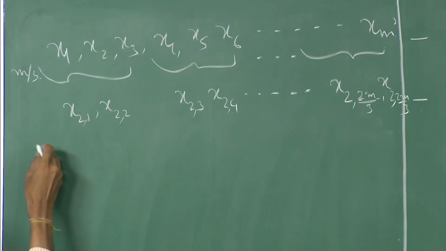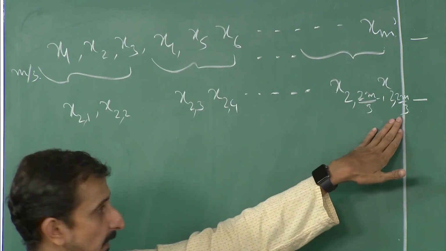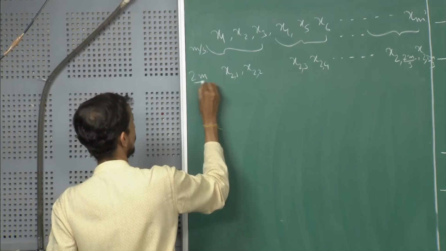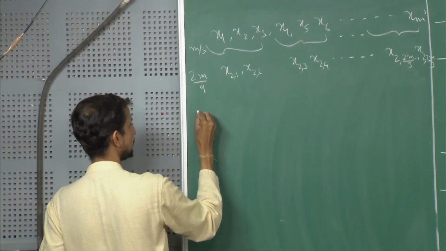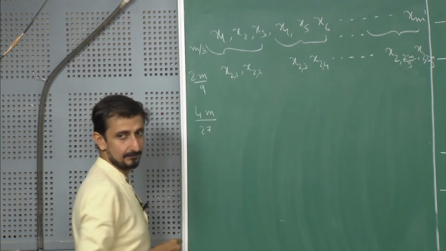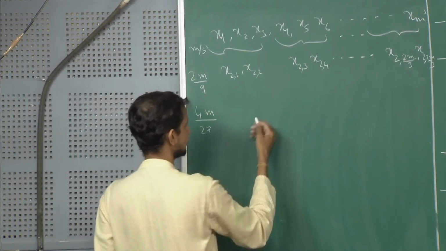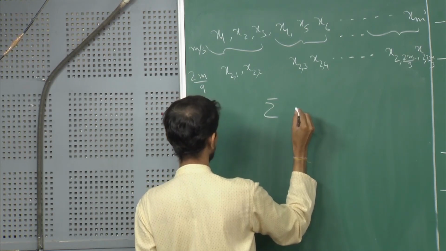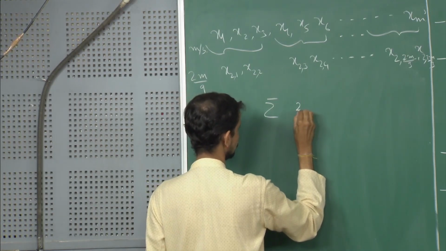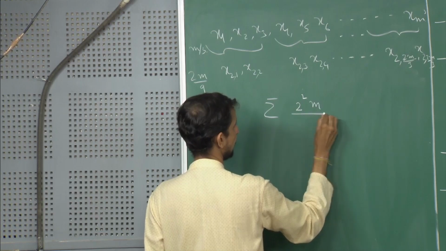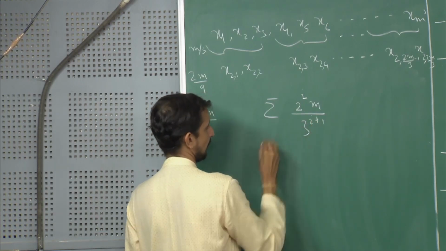So how many additions will we have here? Here we have a total of 2m by 3 numbers. Again we club them into groups of 3, so we will have 2m by 9 additions. In the next layer we do the same thing, so we will have something like 4m by 27. Essentially the total number of such additions will be sigma, 2 to the power i m divided by 3 to the power i plus 1.